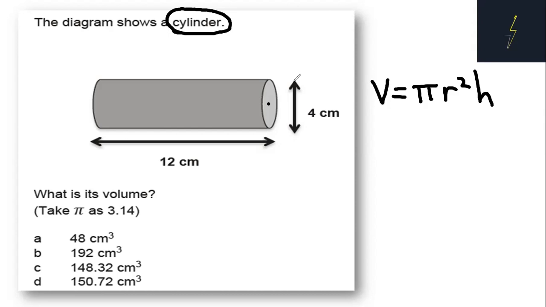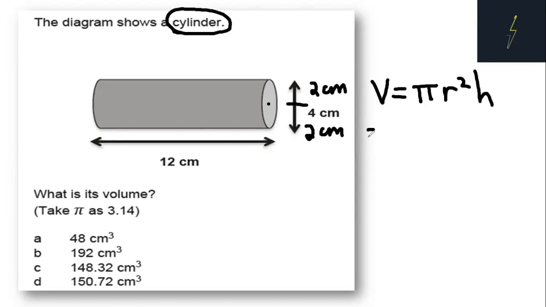Because this is a circle. This is a circle part. The radius is not actually 4. It's actually 2. You follow? 4 represents what we call the diameter. All right. So the radius is 2.